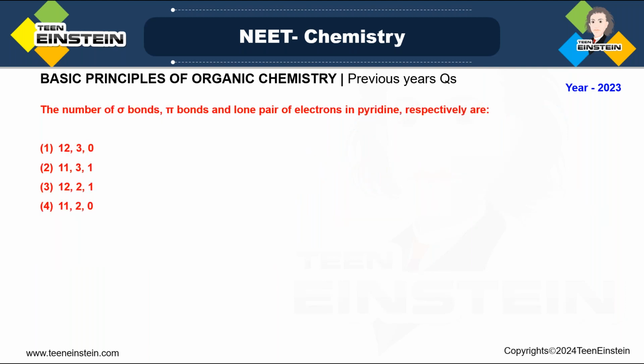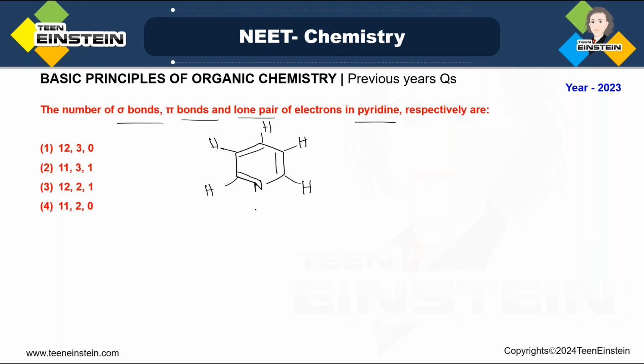Now this is comparatively easier. It is simply asking the number of sigma bonds, pi bonds, and lone pairs of electrons present in pyridine. So you have to know the structure of pyridine. Pyridine is just like benzene, only difference is one of the carbons is now nitrogen. Rest of the things are just like benzene. And you know in benzene there is also hydrogen. So these are the hydrogens.